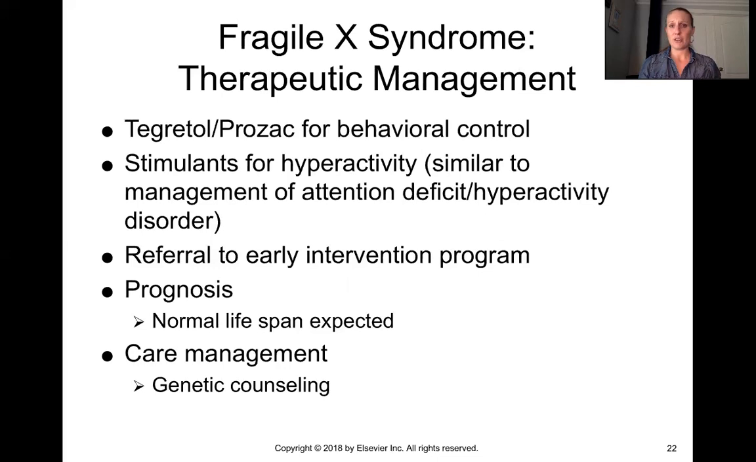We can give them medication for behavioral control, for the hyperactivity, and the referrals to the early intervention programs are going to be key, because those are going to help them to develop those skills that they need to be able to overcome that significant aggression that they're going to have, and some of those autistic-like behaviors. So the prognosis for the Fragile X syndrome kids is a little bit better than the Down syndrome, depending on medication and intervention.